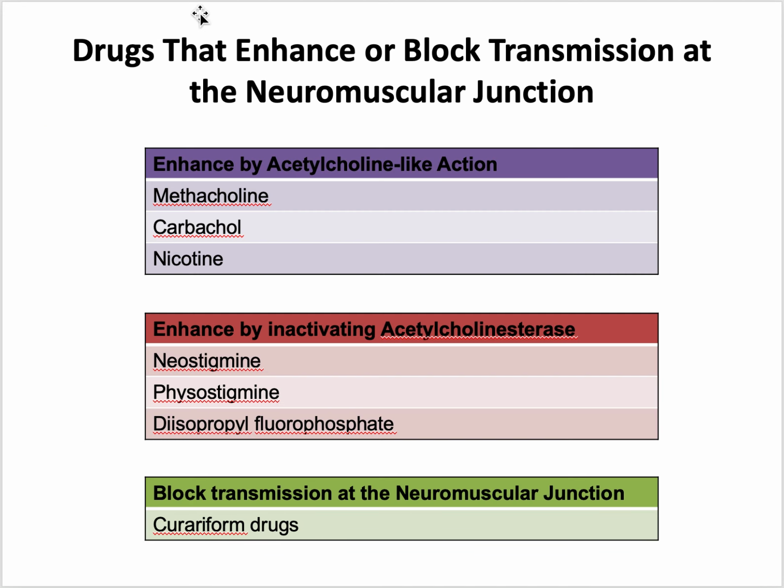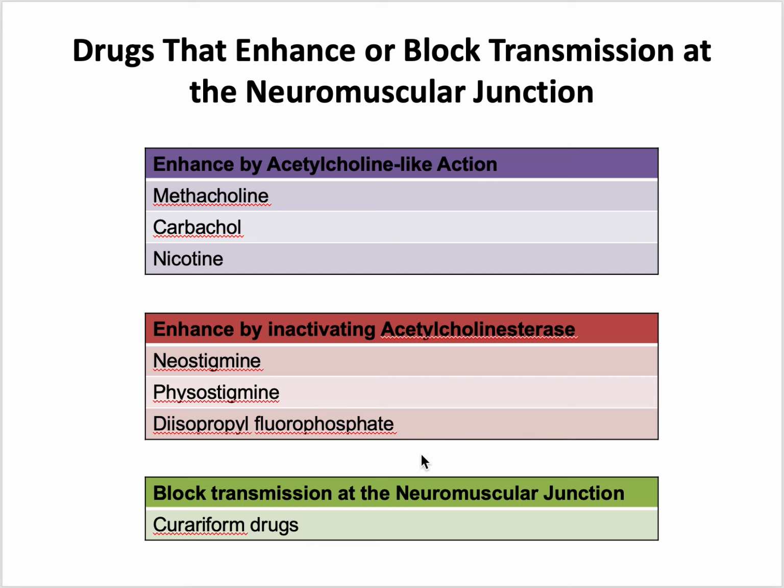Now this is a slide that gives you some of the drugs that either enhance the action at the neuromuscular junction, by drugs that mimic acetylcholine and are able to bind to acetylcholine receptors and act similarly; or drugs that enhance by inactivating acetylcholine esterase. If we inactivate the enzyme that degrades acetylcholine, acetylcholine hangs around in the synapse more and we can get more muscle contraction. That's why it enhances transmission at the neuromuscular junction. Or drugs that can block transmission at the neuromuscular junction.